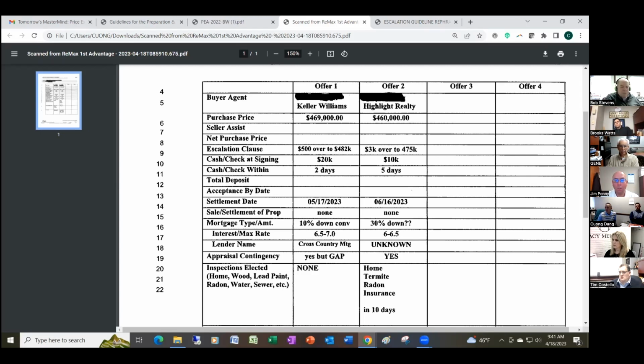Are you still in a multiple offer situation? Yes, you are. I don't think you'd have to show them if you're crossing out the escalation. Correct, Regina. It's not part of the contract. Yep, you can do a straight up counter too. We've done that in the past.